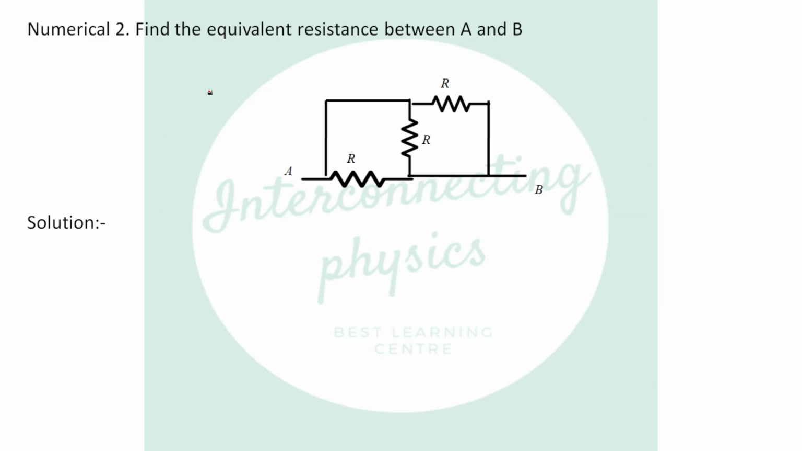Now the next problem, numerical number 2. Find the equivalent resistance between points A and B. Again, first step, draw a fictitious battery between points A and B. This is positive, this is negative. So point A is at positive potential and point B is at negative potential. Now from here to here, no element is present, so that means no potential drop.